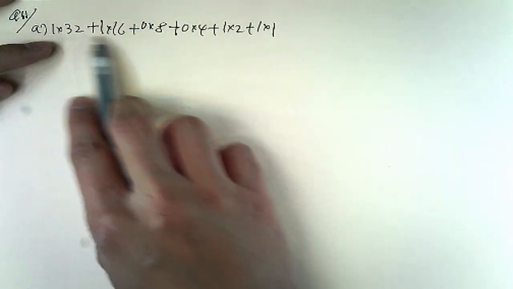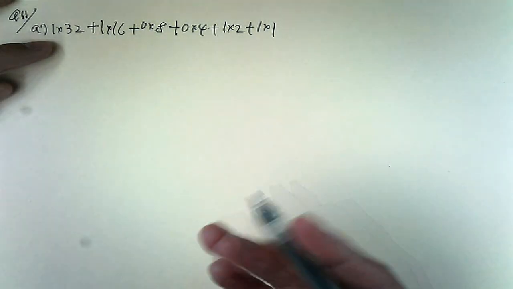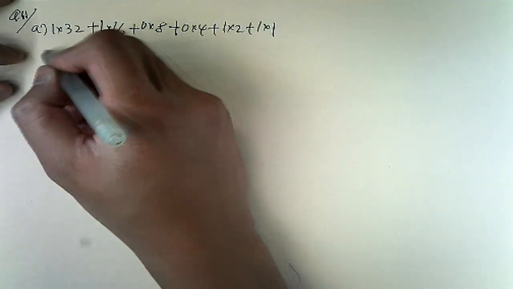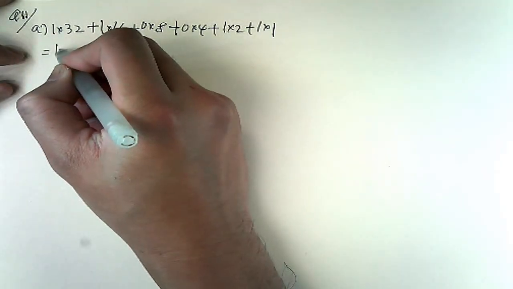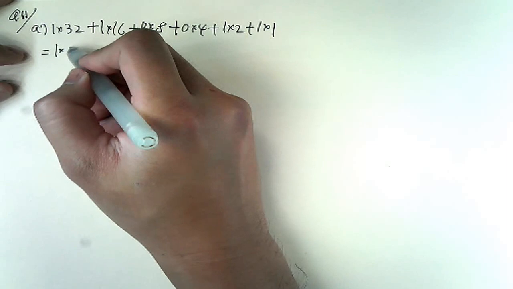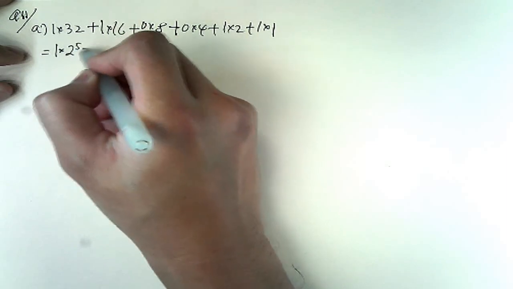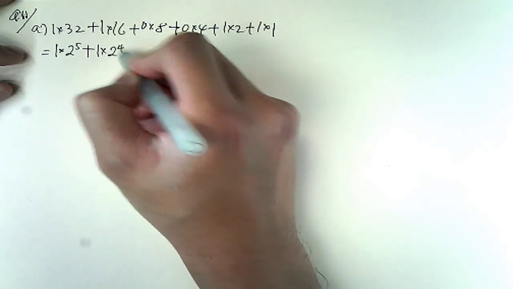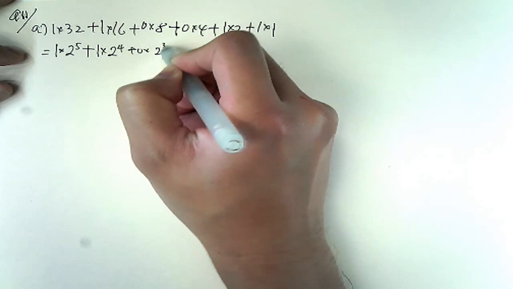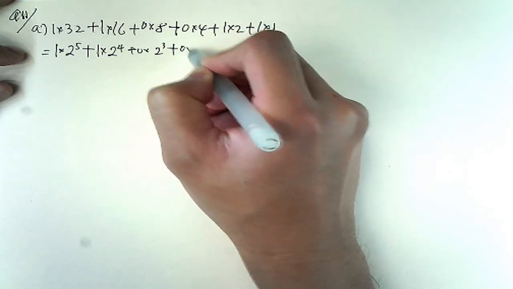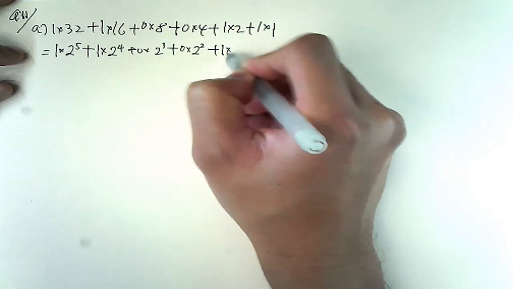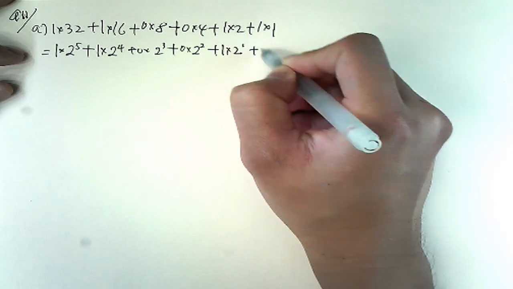Actually, this 32, 16, 4 is just 2 to the power something, right? It's very familiar. So make it 1 times 2 to the power 5, and then 1 times 2 to the power 4 plus 0 times 2 to the power 3, and then 0 times 2 to the power 2 plus 1 times 2 to the power 1 and 1 times 2 to the power 0, understand?